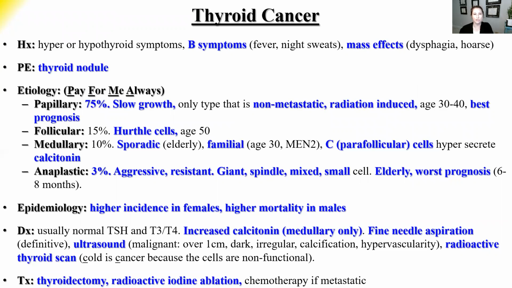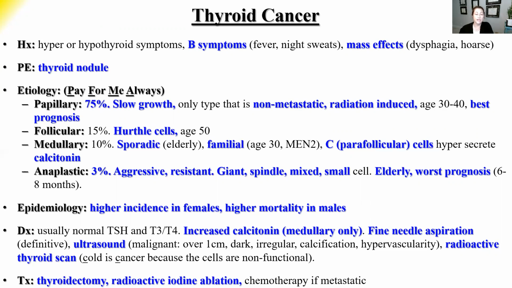So let's start with papillary. Fortunately, papillary makes up 75% of thyroid cancer. And the good news is it's the best prognosis. So it's a very slow growing type of cancer. It's non-metastatic. Typically, it's radiation induced. So they had some kind of history of radiation to the throat. Age 30 to 40, they tend to be pretty healthy at that age, and it's the best prognosis.